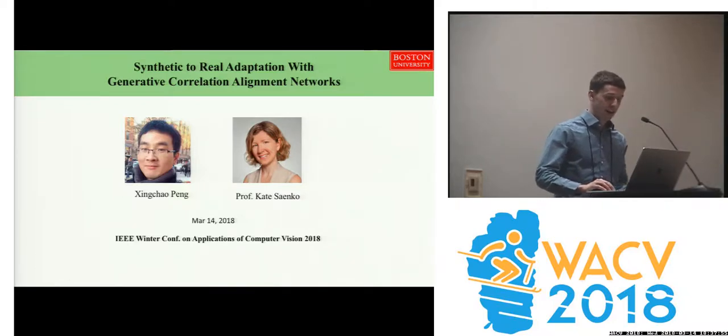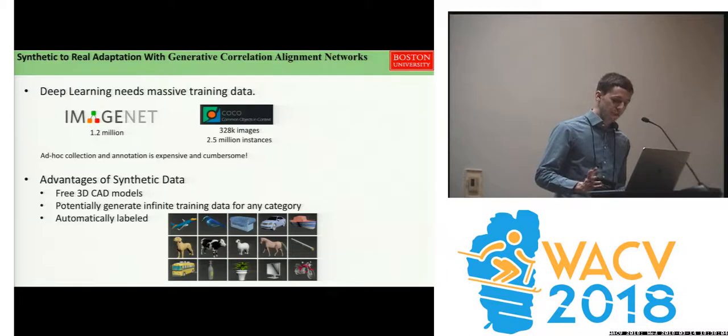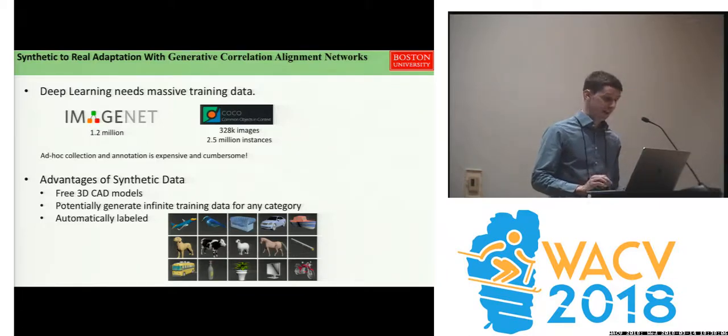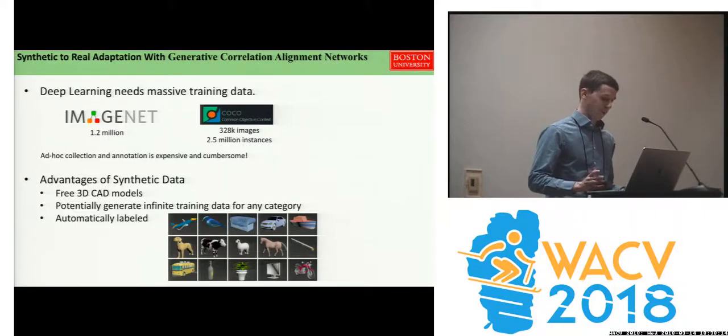So this is work on synthetic to real adaptation with generative correlation alignment networks. Advances in deep learning are often limited by the dependence on massive training data. The ad hoc collection and annotation of training data for various computer vision tasks is cumbersome and costly. For example, we know the huge data sets like ImageNet and COCO require huge amounts of data, and getting that data set up is a huge task.